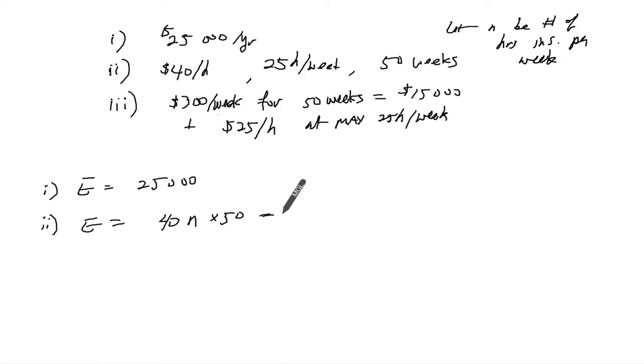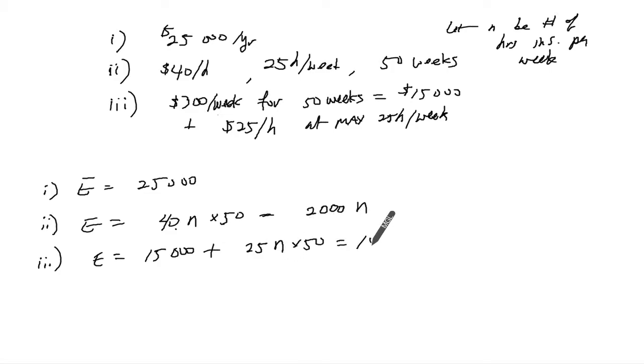So this is going to be 2,000 n. For the last one, it's going to be 15,000 plus 25 n, again for 50 weeks. So times 50 here. So this is 15,000, and that's going to be, okay, and we get 1250 n.